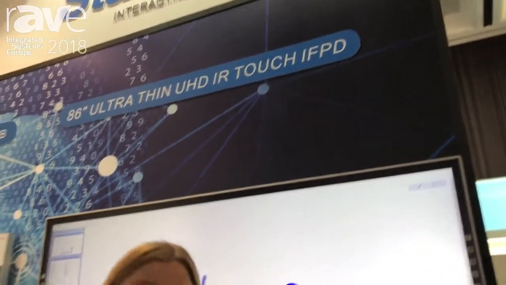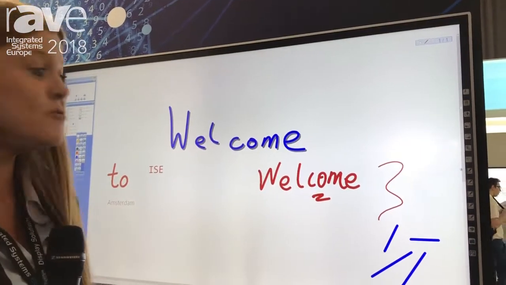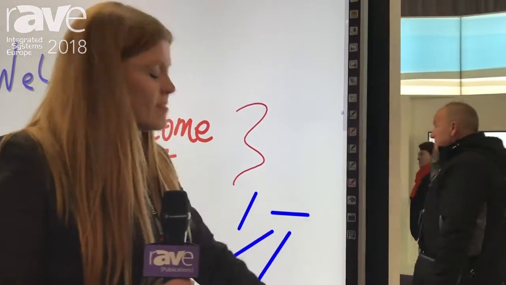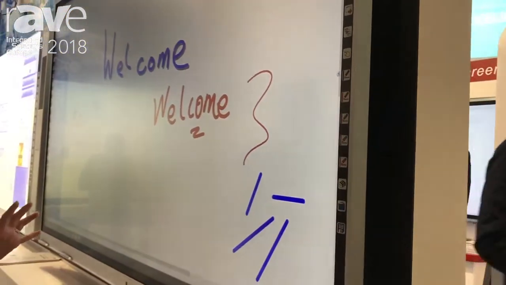Welcome to StarBoard. We're showcasing our brand new 86-inch ultra-thin IR frame. As you can see, this frame is almost in line with the screen. This almost gives you a capacitive look, so it looks like a capacitive touch screen.